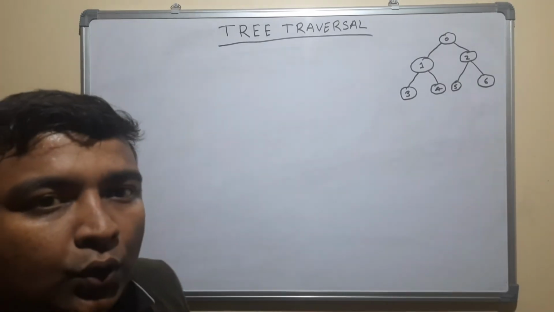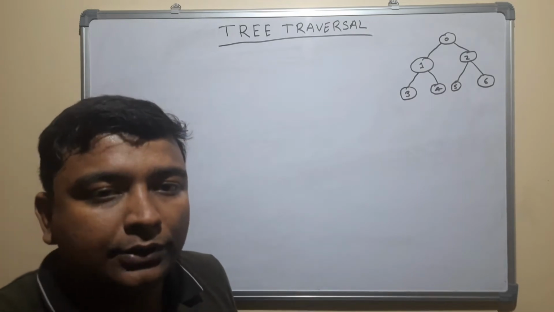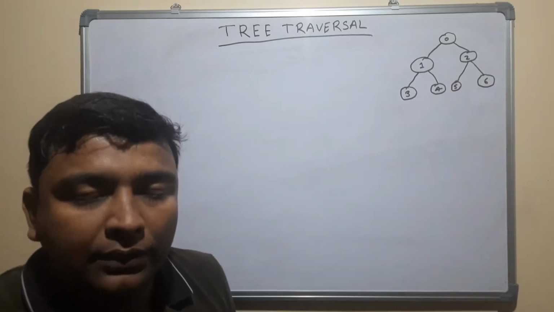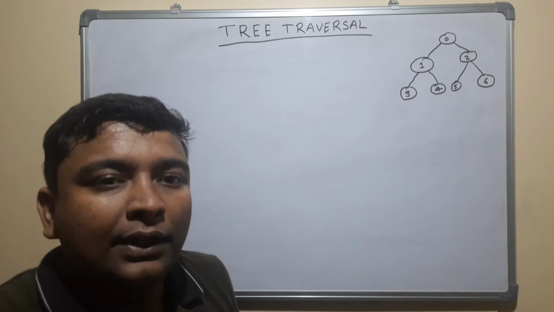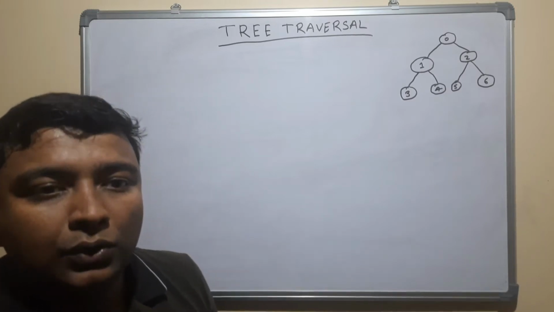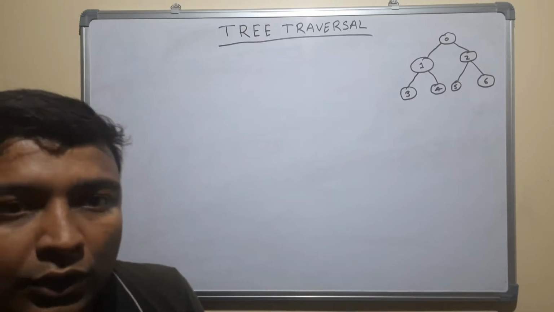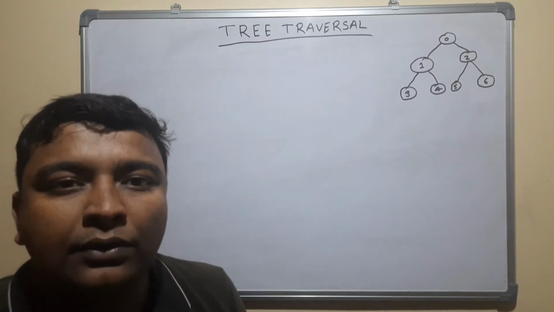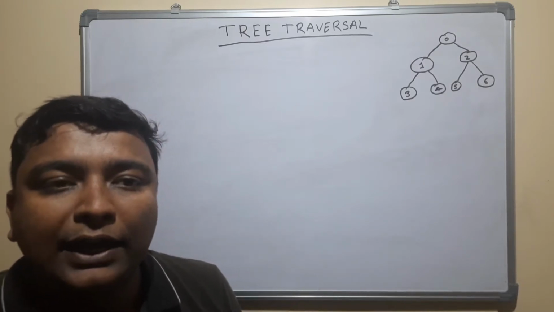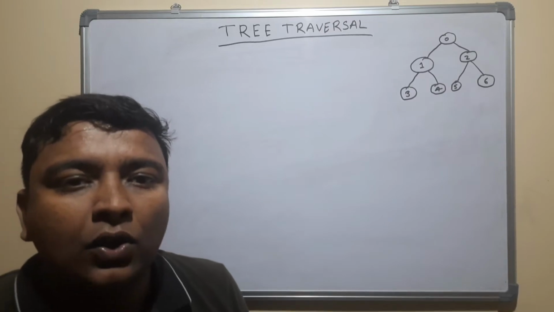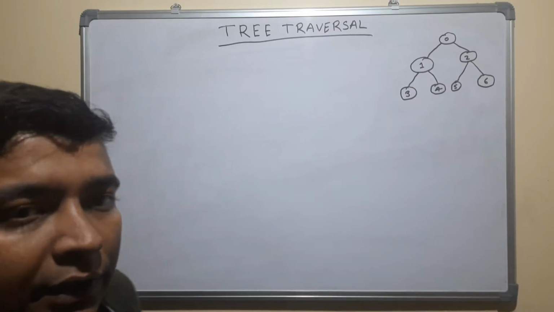There are two types of algorithms. One is BFS, breadth first search, and the second is depth first search. Using DFS there are three types of traversal, and using BFS there is only one type of traversal.